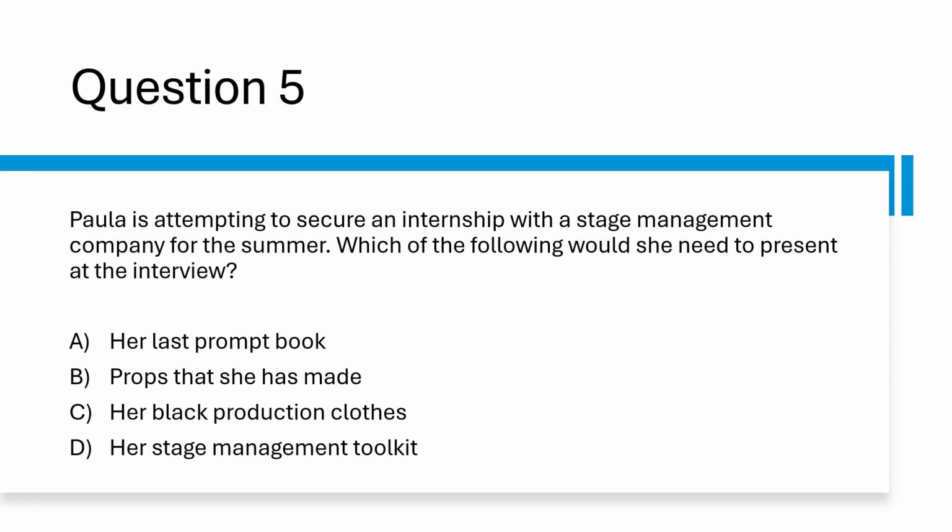C, her black production clothes. Tell me, why do they need to see her black production clothes? The fact that they don't need to see her black production clothes means she does not need to walk with that. But option D, her stage management tool kit.